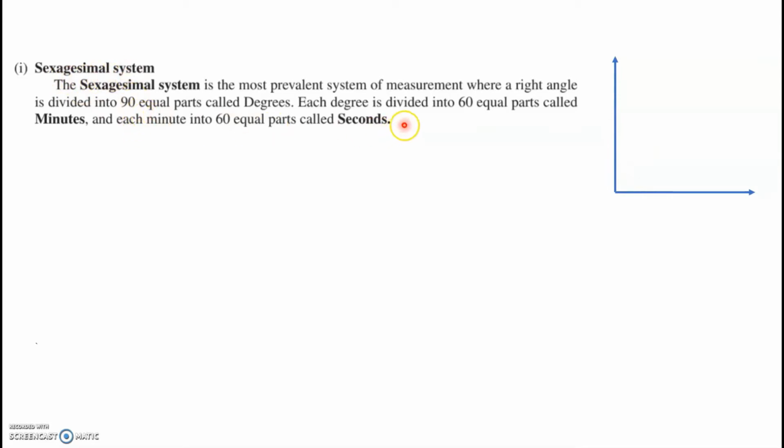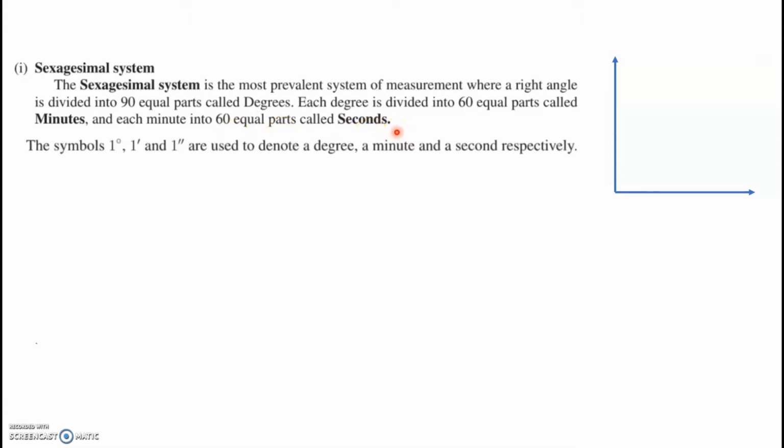Each part of a degree is further divided into 60 equal parts, and it's called 1 minute. And each of these minutes is further divided into 60 equal parts called seconds. So you write the degree with this symbol here, and then the minute with a dash, and the seconds with a double dash. So this system is called the sexagesimal system. This is the commonly used system in trigonometry.